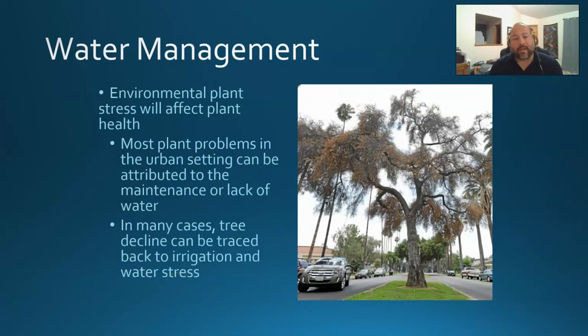Another thing to think about is the idea that environmental plant stress is going to affect plant health. So most of the plant problems that we run into in the urban forestry setting are pretty much down to probably a lack of water, for the most part. If you're seeing something like this picture here, and you're trying to solve the problem, the first thing to think about is what does the irrigation look like, and what is the water stress looking like.